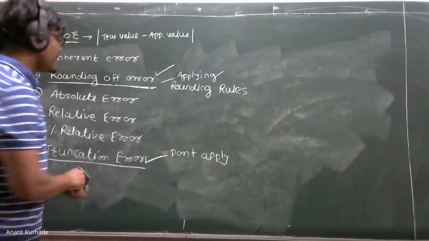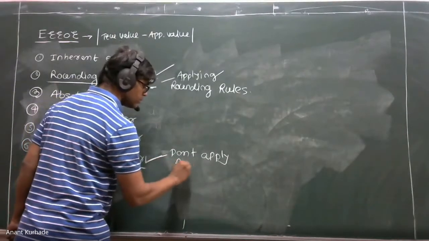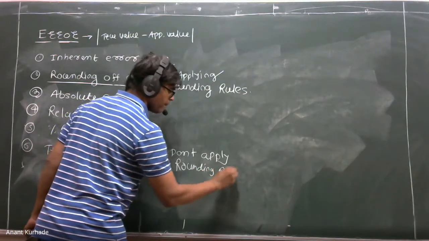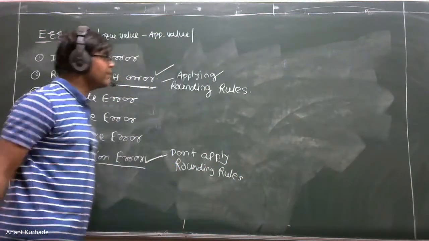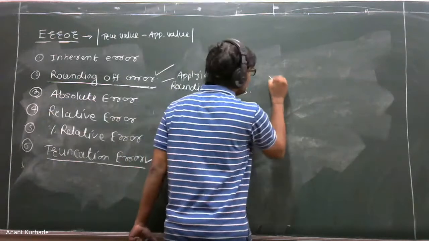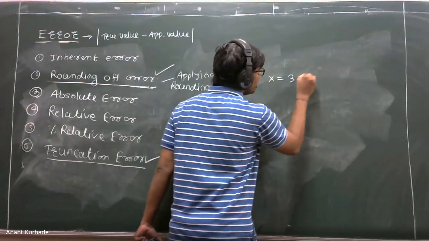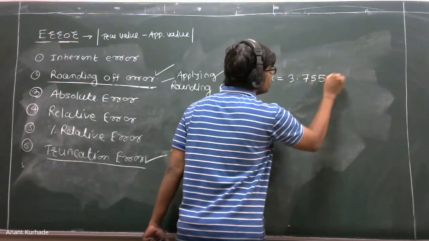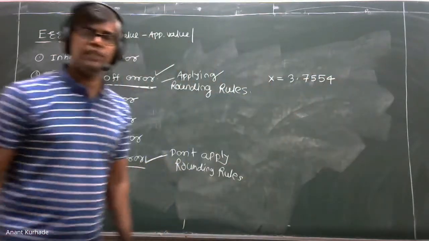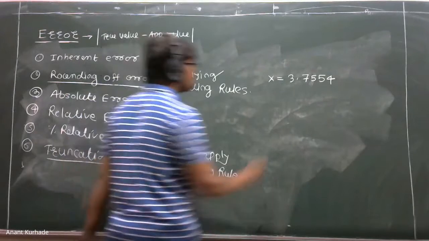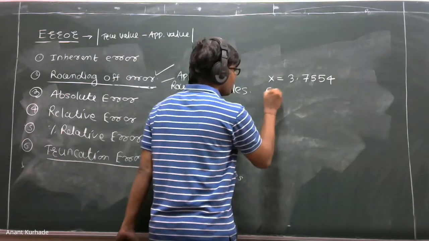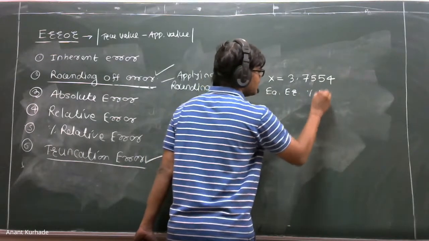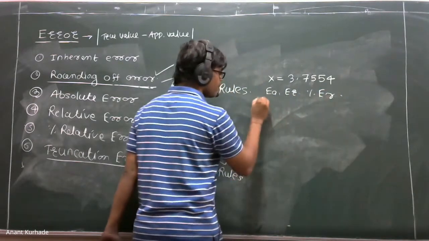Okay, don't apply rounding rules here. Means what? See here. Now you can tell me. The question is the same. X is equal to 3.7554. Again, same. Find EA, ER, percentage ER.